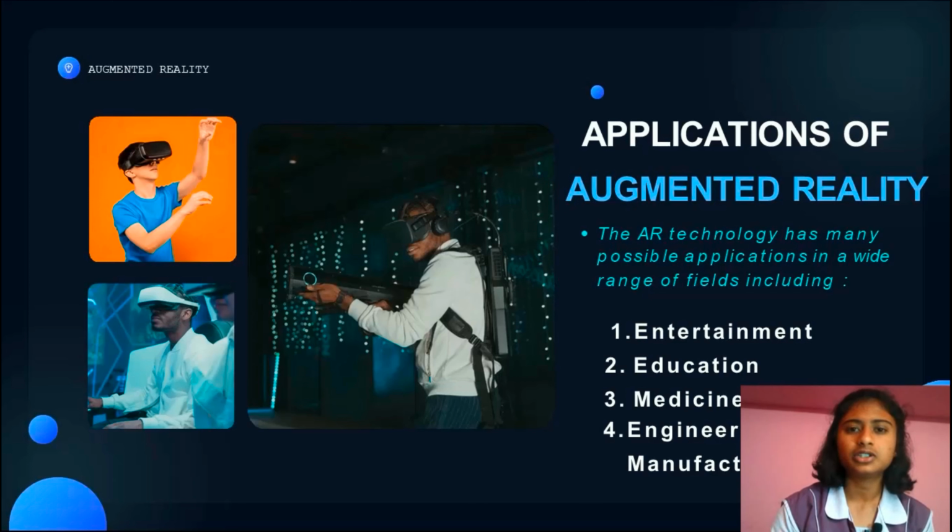So the next is engineering and manufacturing. It plays a major role in this sector because, let's say you're going to manufacture a product or an object, you can try a lot of options on the object before you sell it, or maybe before you manufacture it. This would be really helpful, right? So there are many more applications where augmented reality is used in real life.